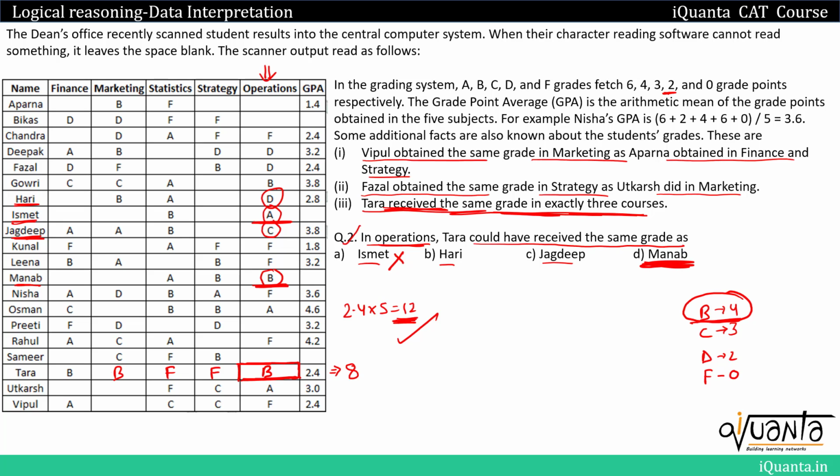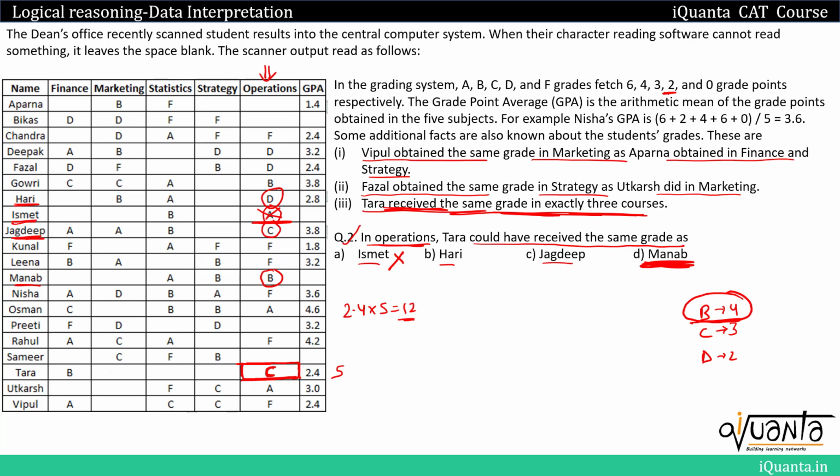So we have checked for A, for B. A was not possible, and then we have already checked for B. Now we only have to check for C and D. We do not have to check for F, so we'll remove this. So now if I assign grade C to Tara in operations, now the total score is already 12. We have B plus C, that means 4 plus 3, 7 points. We need 5 more points.